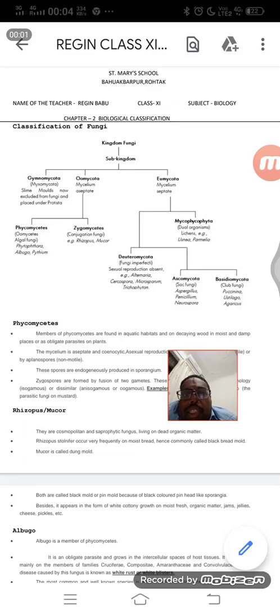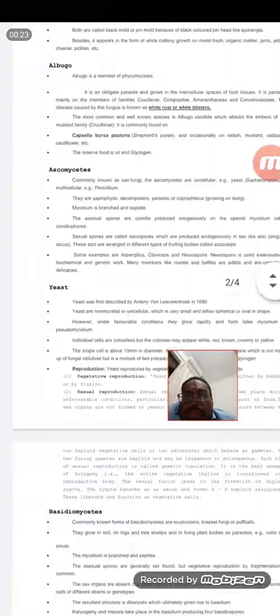We will move to the classification of fungi because we have dealt in two classes with the basics of fungus, its sexual reproduction, the habitat, etc. Now we will move to how the fungi are classified. We have something given in the CBSE also, which should be dealt with.